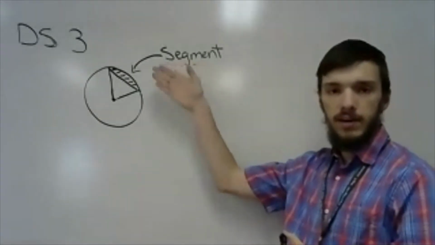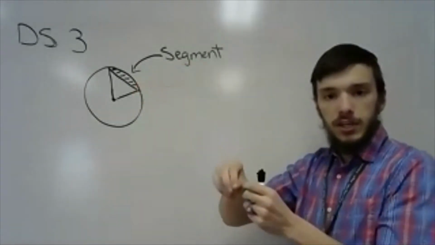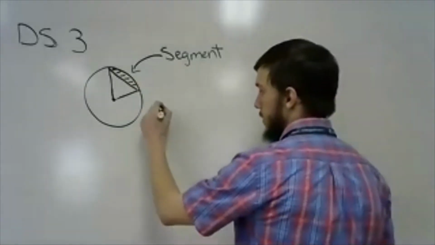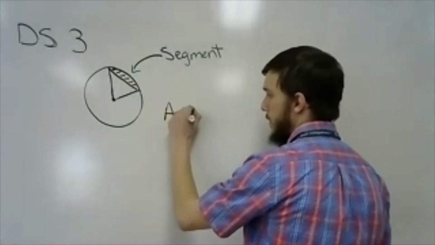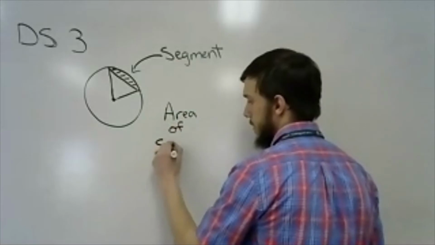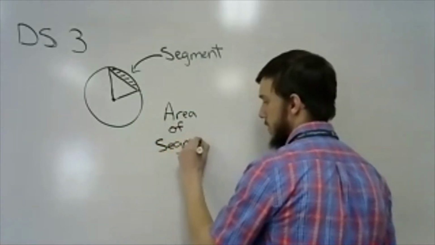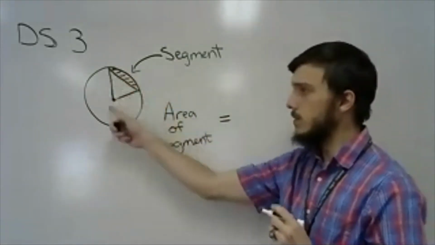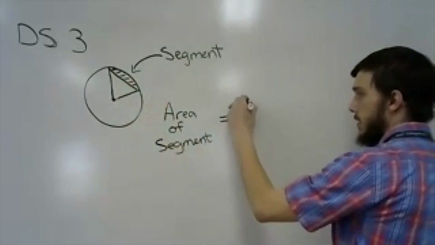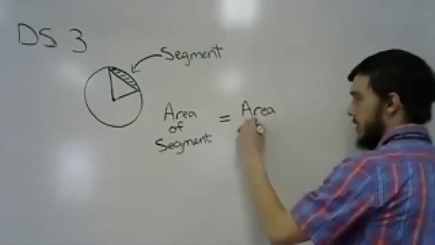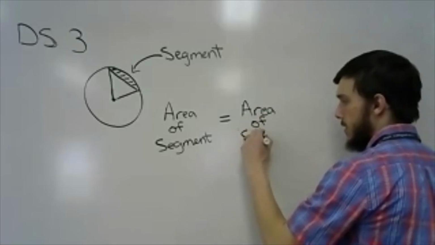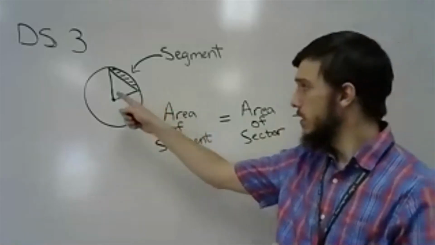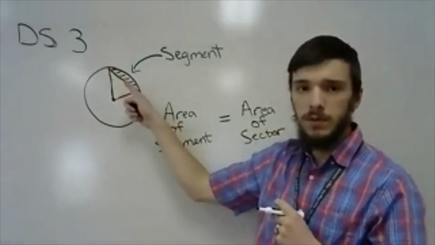So think of finding the area of a segment like taking a chunk out of a sector, right? So to find the area of a segment, we're going to take the area of this whole sector and we're going to subtract this part of the sector that we don't want to include.